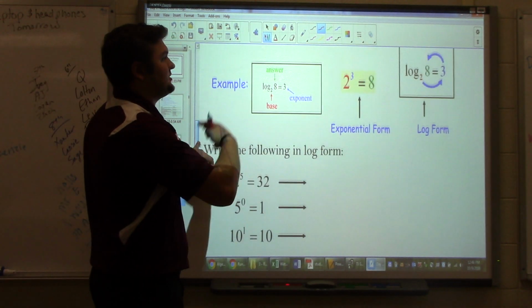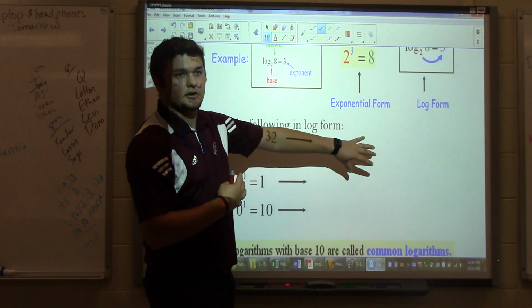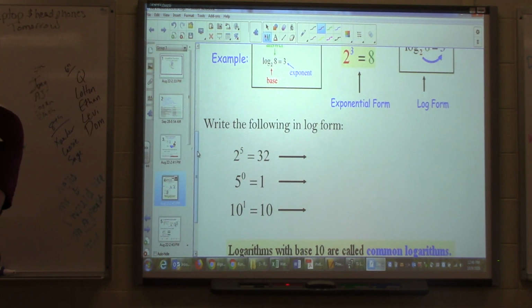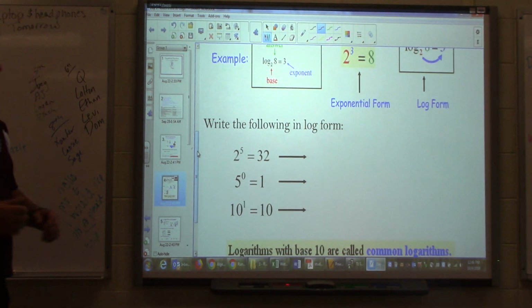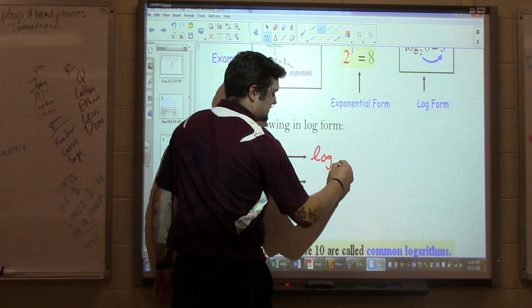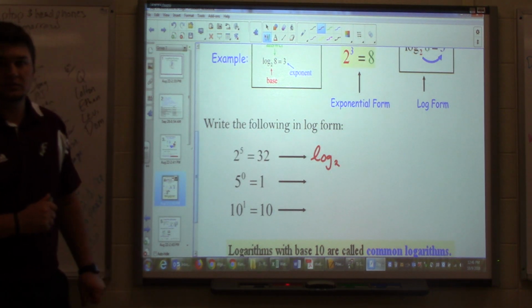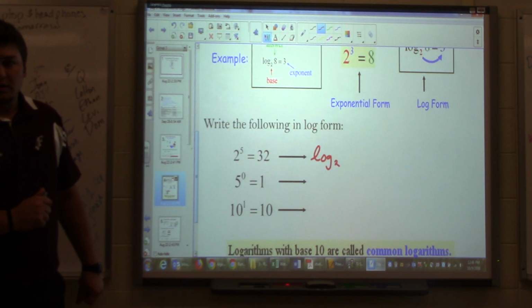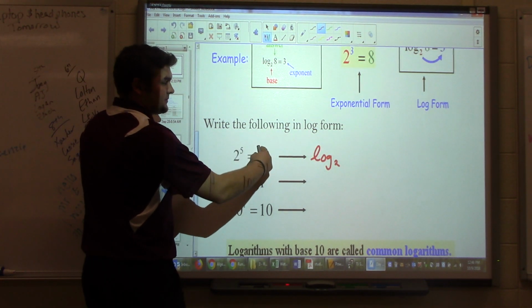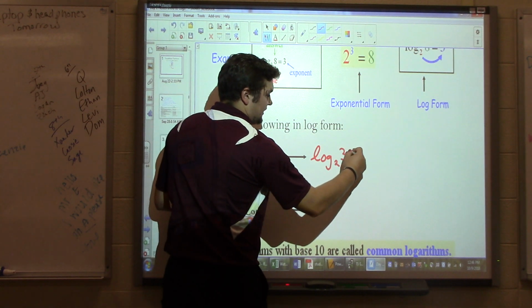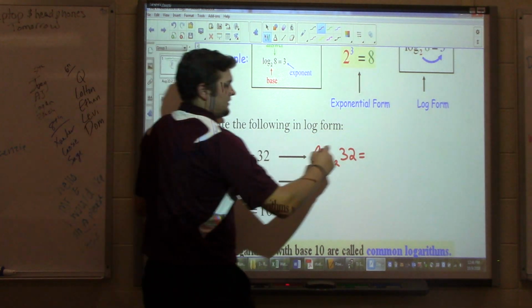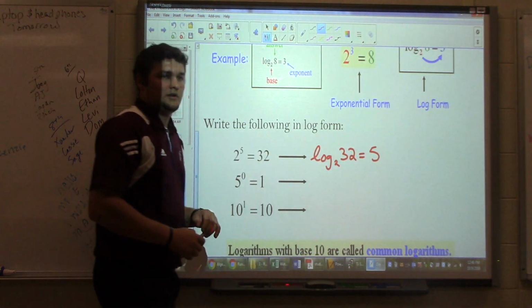So if I want to go the opposite way, from an exponent to a log, I have 2 to the 5th equals 32. It's a true statement. I just want to change it into log form. I'm going to take the base of my exponent, which is 2. That's going to be the base of my log. So I get log base 2, and I'm taking the log of my answer from my exponent. So log base 2 of 32 equals my exponent of 5.